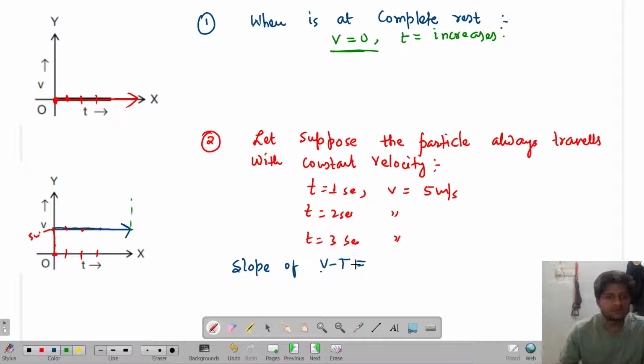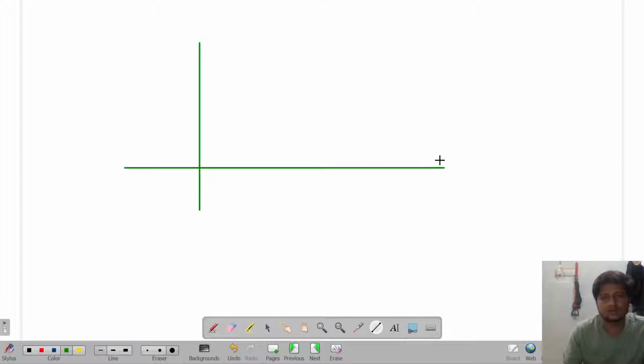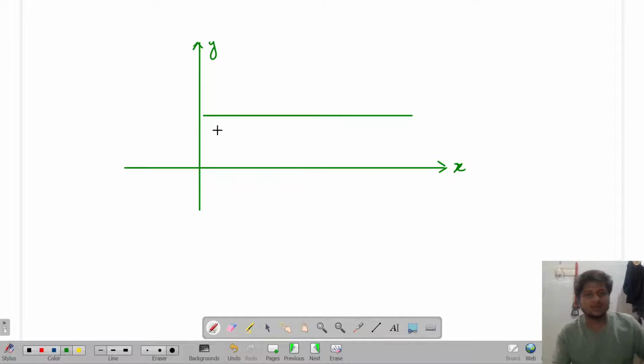So the slope of the VT graph over here is equal to how much? If it is parallel to the x-axis, remember that in a graph. Wait, I'll teach you. Let's suppose I have this x-axis and this is y. If I draw a straight line parallel to the x-axis, what is the angle made by this line with the x-axis? It is theta equal to 0. So if theta is equal to 0, you know tan theta is also 0. Tan 0 is nothing but 0 only.